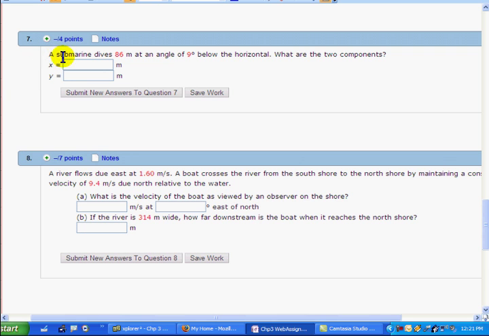Number 7 reads, a submarine dives 86 meters at an angle of 9 degrees below the horizontal. What are the two components? On these vector problems, they're not a normal 4-step process, okay? It's all in step 1. It's all about picturing what's going on, okay?